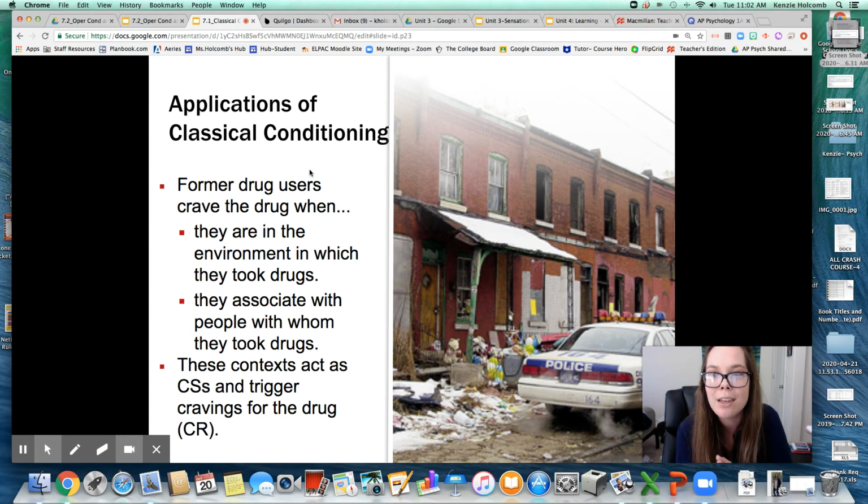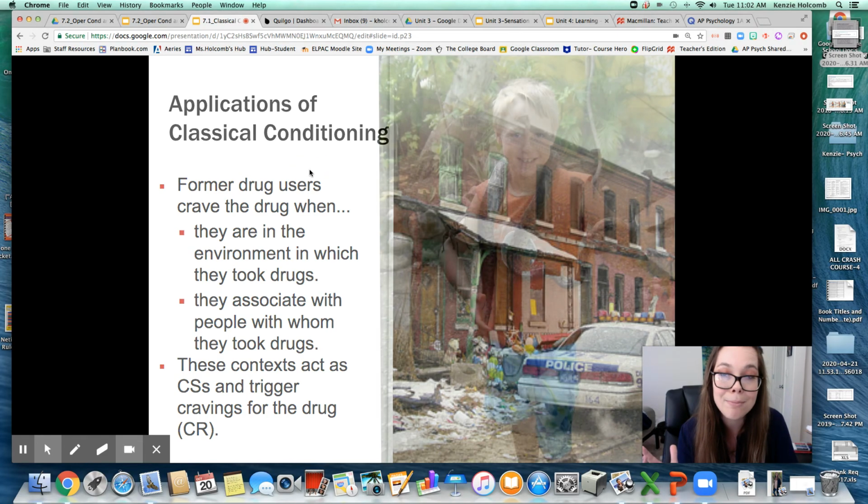So again, former drug users crave the drug when they're in the environment where they took it, and they associate the people with whom they took the drugs. Okay, and so this is a bigger picture of how classical conditioning can be very powerful. Okay.